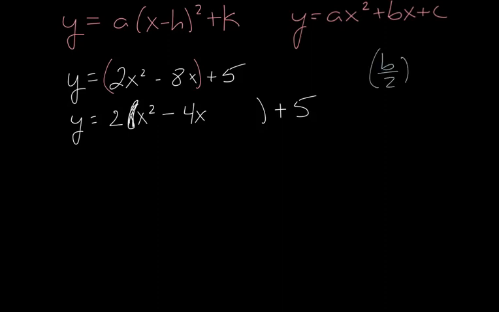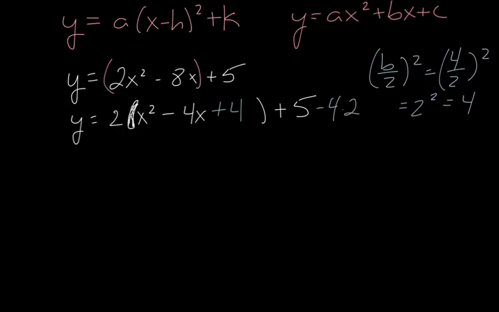Then we find b over 2 squared. B now is 4. We get 2 squared, which is 4, so we'll add 4 here. But on the other side, we're not going to just subtract 4, because we added really 4 in these parentheses. This is 4 times 2. So now we subtract 4 times 2.